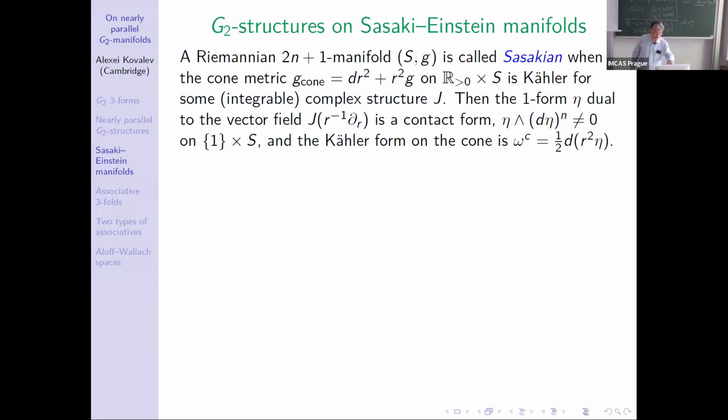So that's a form on the cross section 1 times S, where S is our 7 manifold. Well, actually not 7, but in this case, it's any odd dimension. And also there is a way to write down the Kähler form on the cone. That's half of the exterior derivative of r squared eta.